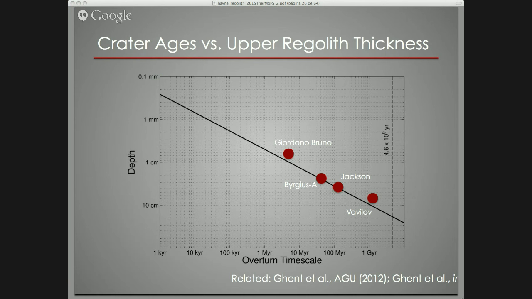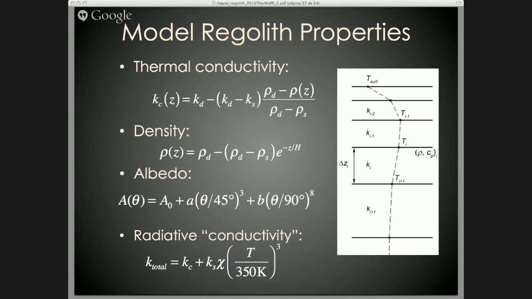So I'm going to skip this, and you can feel free to ask me afterwards if you want to know exactly what model we use, but this is a summary. Here's the albedo function I was talking about. So this is based on work by Steve Keihm in the late 70s, early 80s, but we've modified it to include these constraints from the Diviner data.